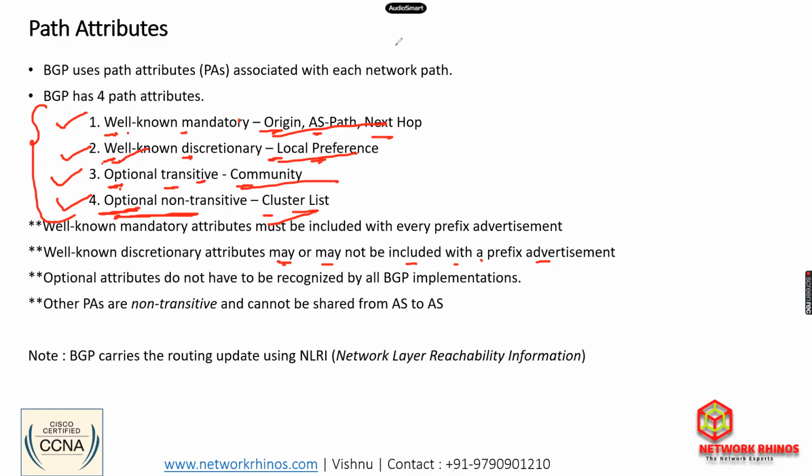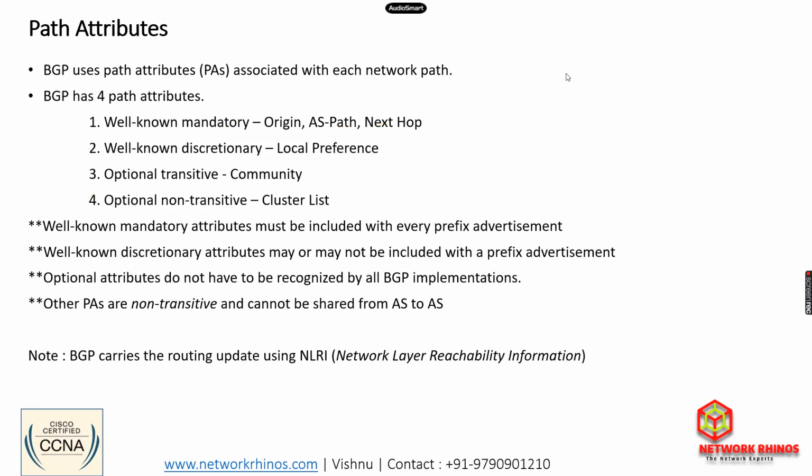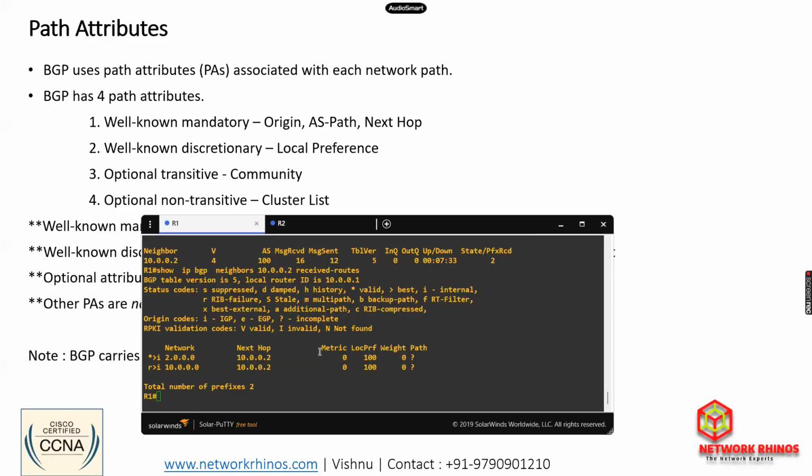Even in the show BGP output, you can see some attributes coming. Here we have metric, local preference, weight, path. These are called attributes. Even next hop is also called an attribute. By using these values, we can manipulate the path selection.